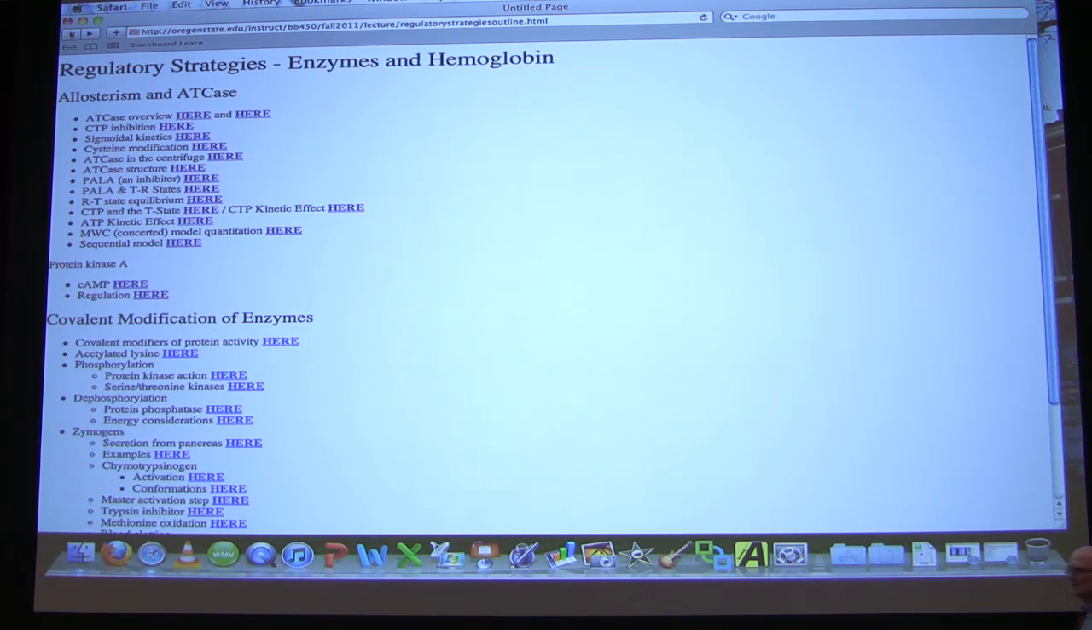So now we start to see another level of control of enzymes. Allosteric control was one. And we've seen a couple of examples in the form of ATCase and also protein kinase A. Protein kinase A covalently modifies targets, those targets being other proteins. And that covalent modification is a regulatory mechanism as well. Okay?